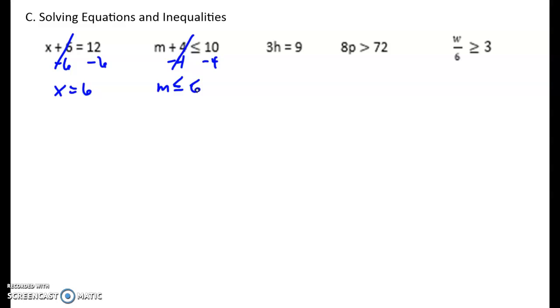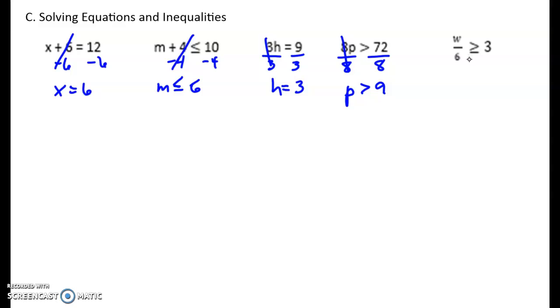Here we see 3 is being multiplied by h. In order to get h alone, we need to divide by 3. We know that 3 divided by 3 will be 1. So that will cancel, and h will equal 3. Here, h is being multiplied by p. Opposite of multiply is divide, same reasoning, and p is greater than 9.